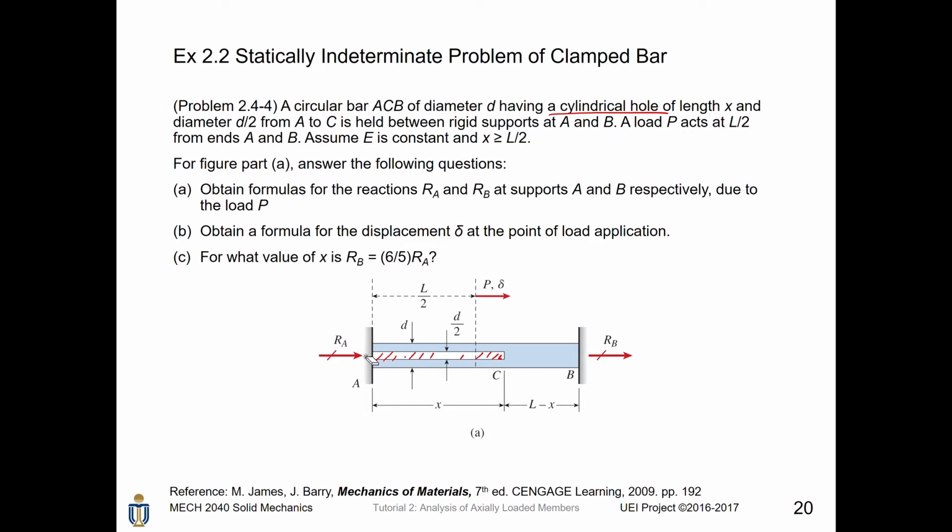Assume E is constant and x is greater than L over 2, so the hole must be longer than 1/2 of the bar. Obtain the formulas for the reactions RA and RB at the two supports due to the load P. Besides, obtain a formula for the displacement delta at the point of load application. You also have to find for what value of x RB equals 1.2 of RA.